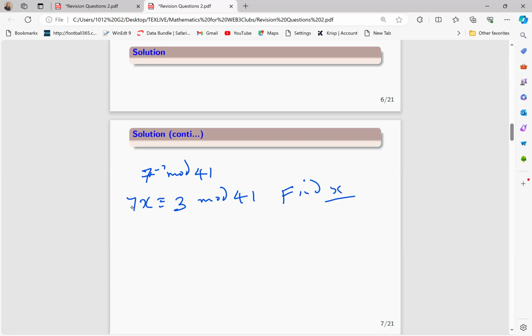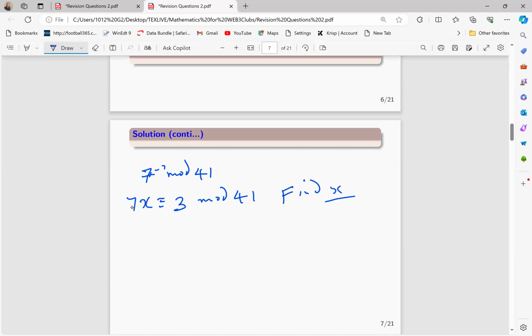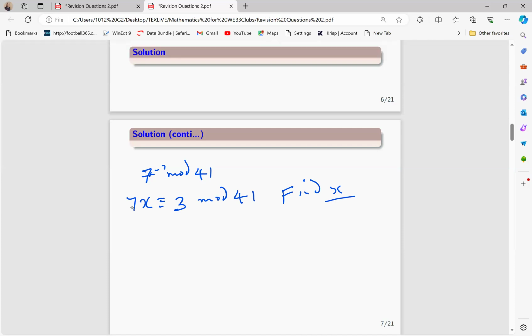So if you have the inverse of 7, it means you multiply by the inverse of 7 on both sides. The inverse of 7, we had found that it is 6. So multiply by 6 on both sides. And I know that this is a number and its inverse, so that will give us 1. So 1 times x gives us x, and this gives us 18 mod 41. So we have the value of x.